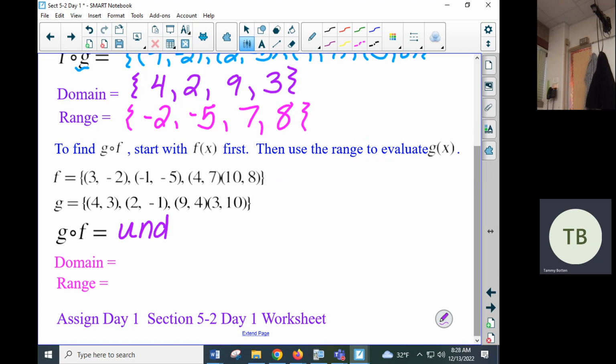And when they ask you to put your domain and range, there's nothing to put in there. So we use this symbol. It's like a circle with a diagonal line through it. And what it means is empty set. And that just means there's nothing in the domain and there's nothing in the range. Is that hard today? Get it?